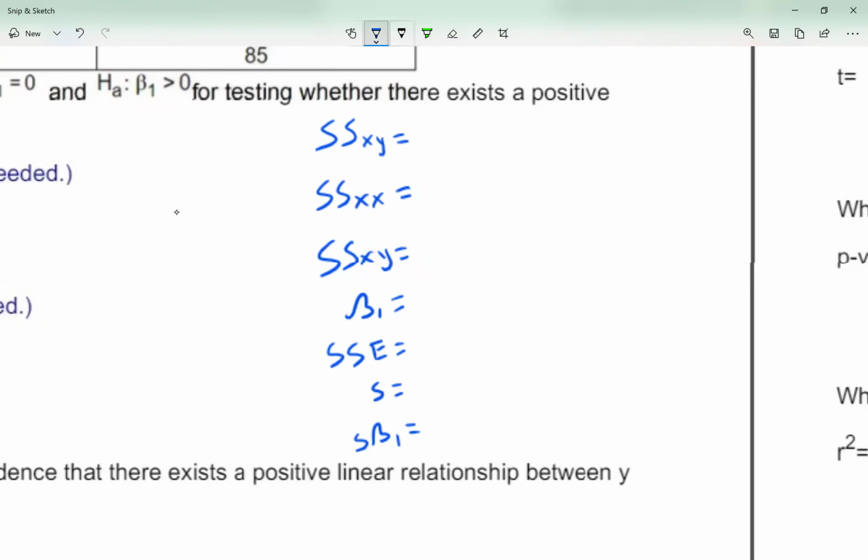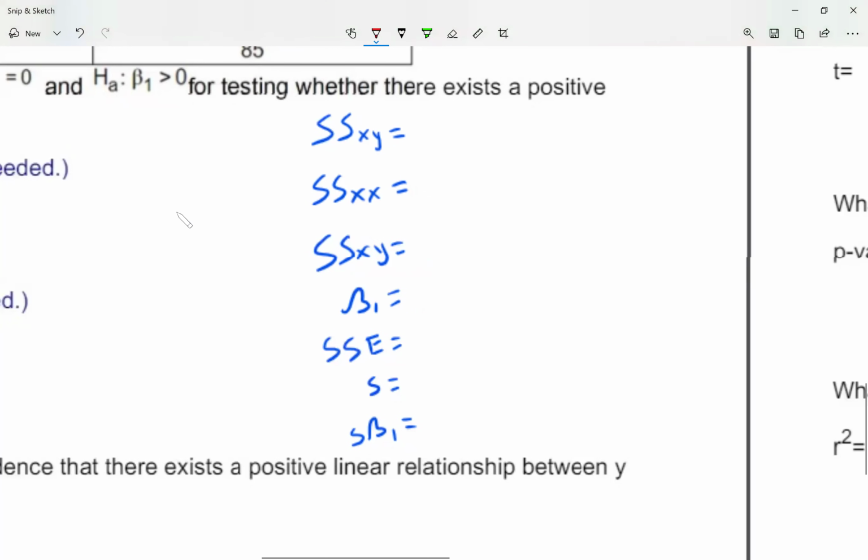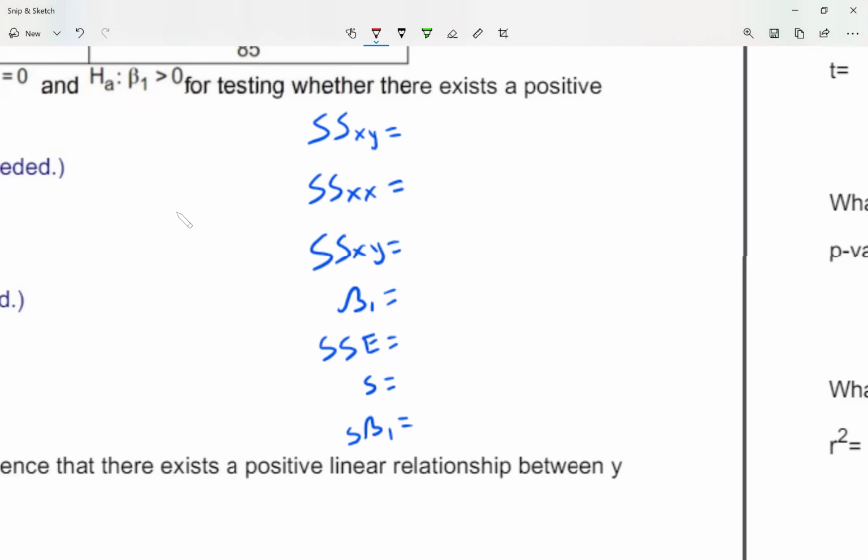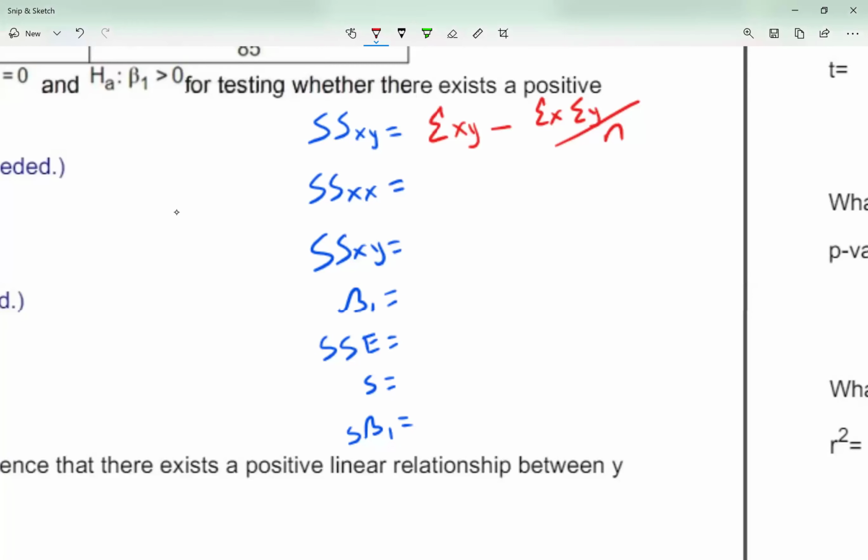Okay, so what do we need? Let me remind you of the formulas. We have seen some of this before. For my sum of the squares of xy, I need my sigma, my sum of x times y, minus the sum of x times the sum of y divided by n. I'm going to alternate my formulas between red and blue so we don't get confused. For my sum of the squares of xx, I need my sigma, my sum of x times x, minus sigma of x times sigma of x divided by n.